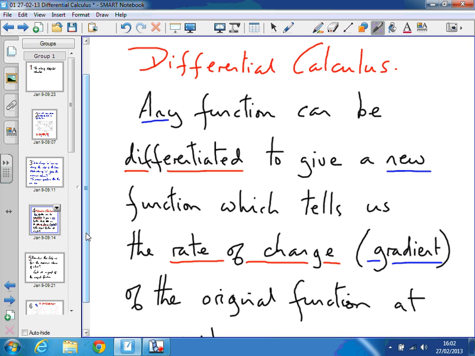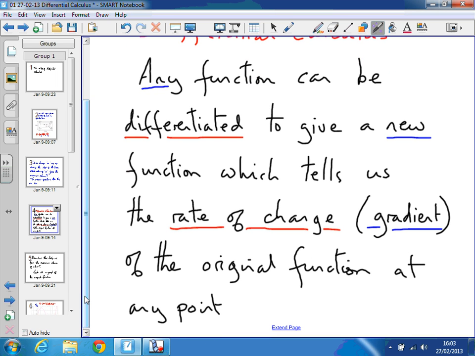This is the key thing that differential calculus does. It tells us the rate of change, or the gradient, in other words, of the original function at any point that we're interested in. It tells us the rate at which things are changing, and for an engineer that's often a very useful thing.